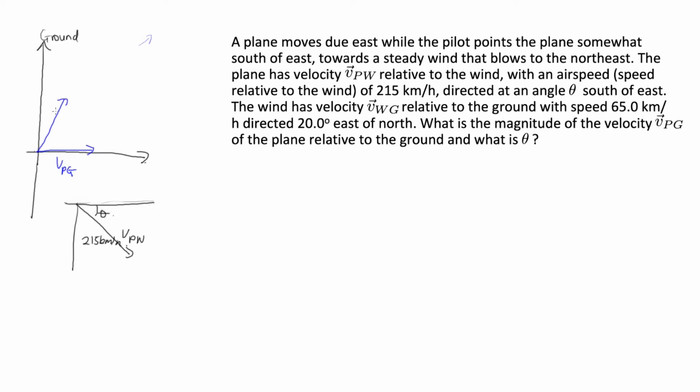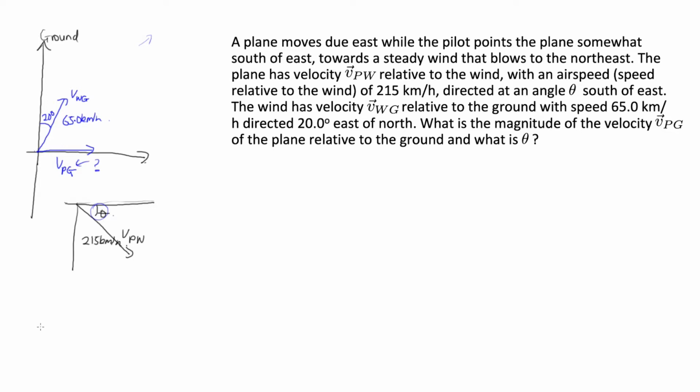So ground reference frame, sorry. So it's 20 degrees east of north, and it has a magnitude of 65 kilometers per hour, and this is the velocity of the wind relative to the ground. And we're asked, what is the magnitude of the velocity of the plane relative to the ground? So we want to know what's this, and we also need to work out what's this theta.